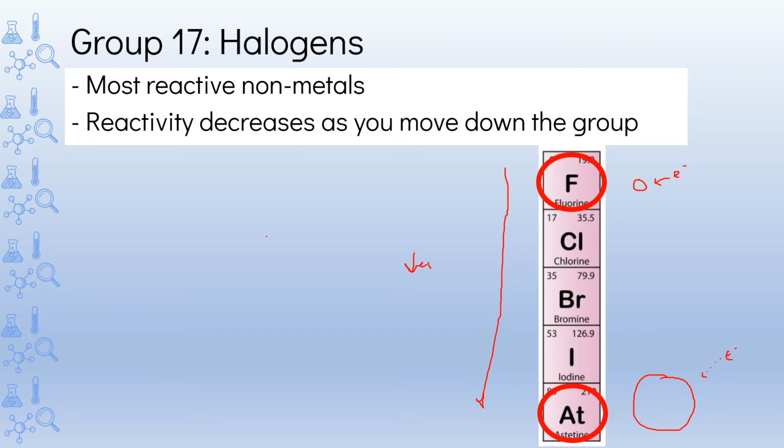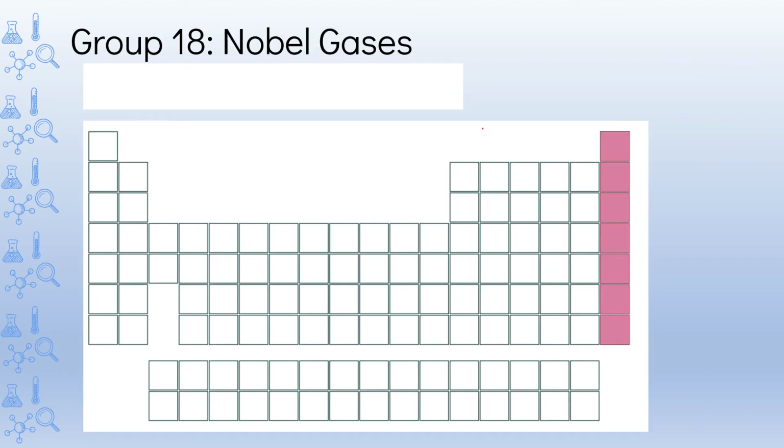And this is why when you look at reactivity, an alkali reacts very aggressively or violently with halogens, because alkalis want to give up electrons like nobody's business, and halogens are like, give me electrons. Our next one to look at here is the noble gases.